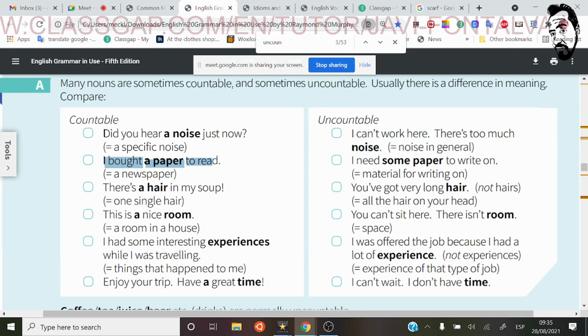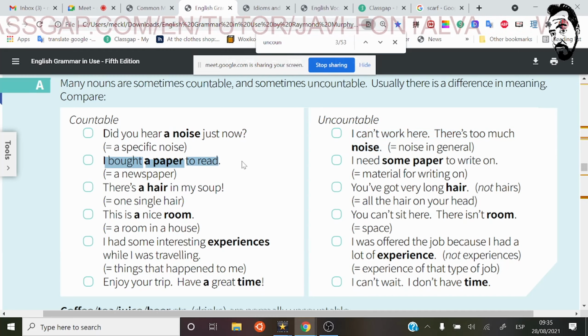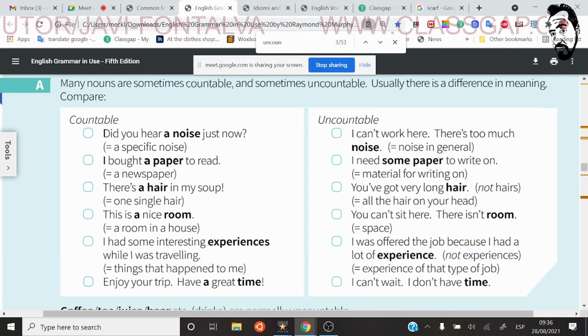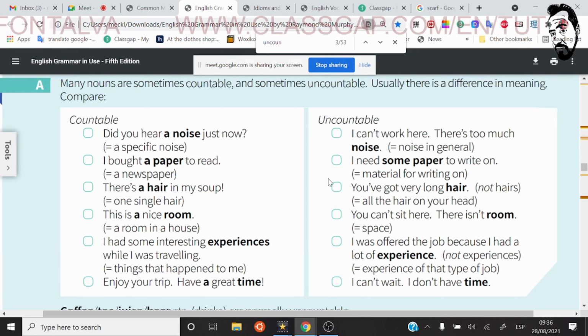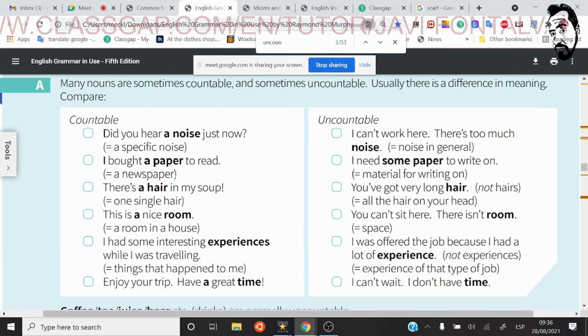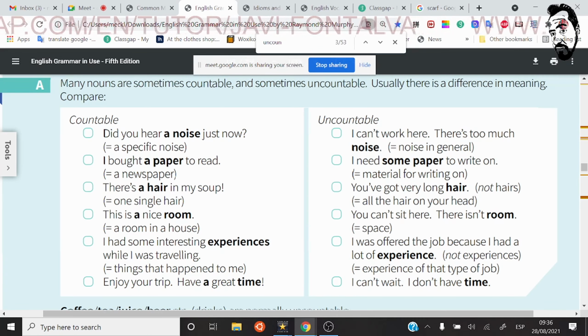Okay, next one. Can you read this? I bought a paper to read. So, a paper. When I say a paper, I mean a newspaper. So here it is countable. Can you read this one? Paper, right on. When you talk about the material, it's uncountable.